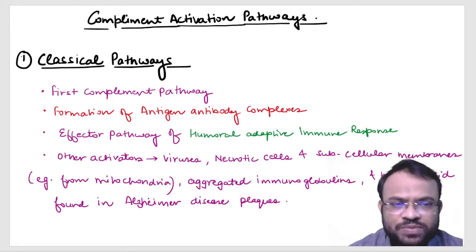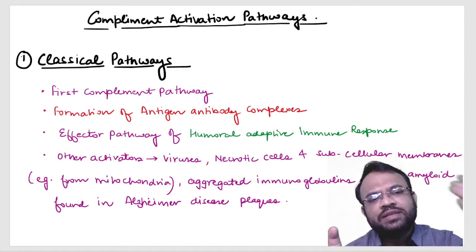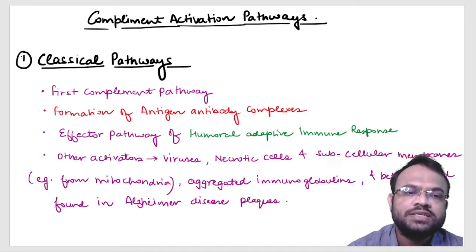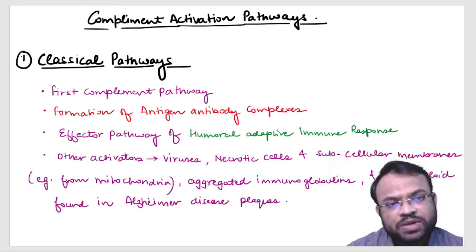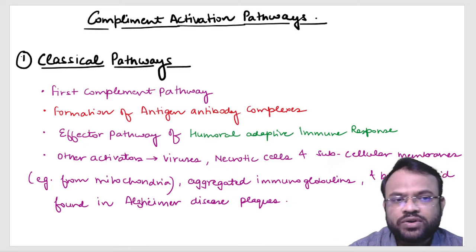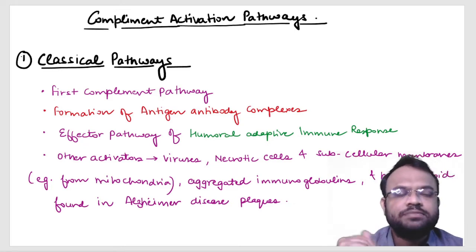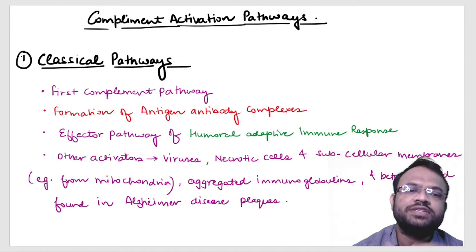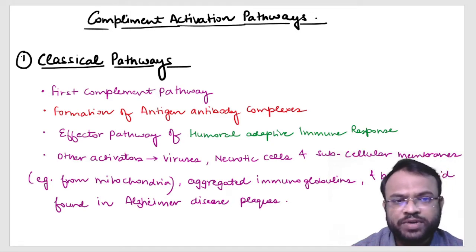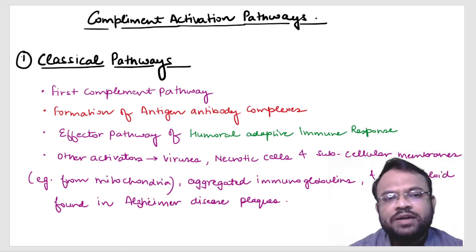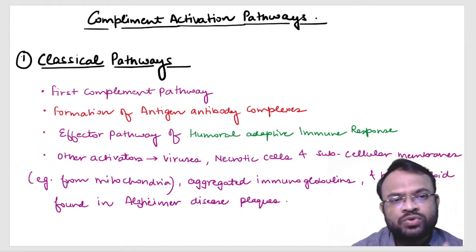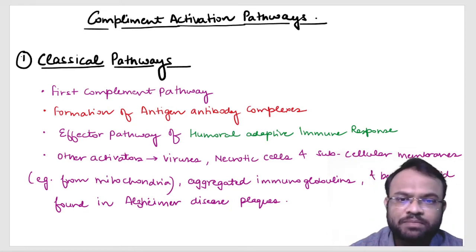Subcellular membranes. What does subcellular membrane mean? It is the membrane that is present inside the cells. Now you would know that there are multiple organelles present inside the cells, for example mitochondria and chloroplast. If the membranes of these organelles, for example the mitochondrial membrane or chloroplast membrane, undergo some abnormality, then this might also serve to activate the classical pathway.